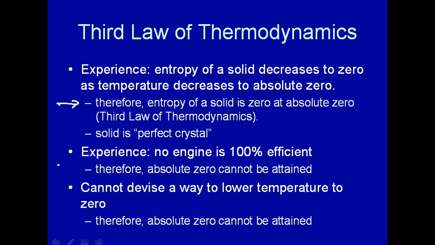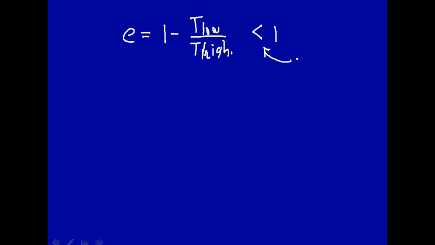Here's another statement of the third law. Remember that no engine is 100% efficient. So when we talked about heat engines, we said the efficiency of a heat engine is 1 minus the temperature of the low temperature reservoir divided by the temperature of the high temperature reservoir. And experience has shown that this is always less than 1. So the efficiency is always less than 1.